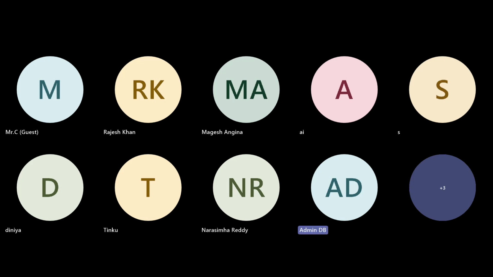Okay, so I can see almost 1, 2, 3, 4, 5, 6, 7, 8, 9. But we have more participants. I'm not sure why 2, 3 people haven't come.